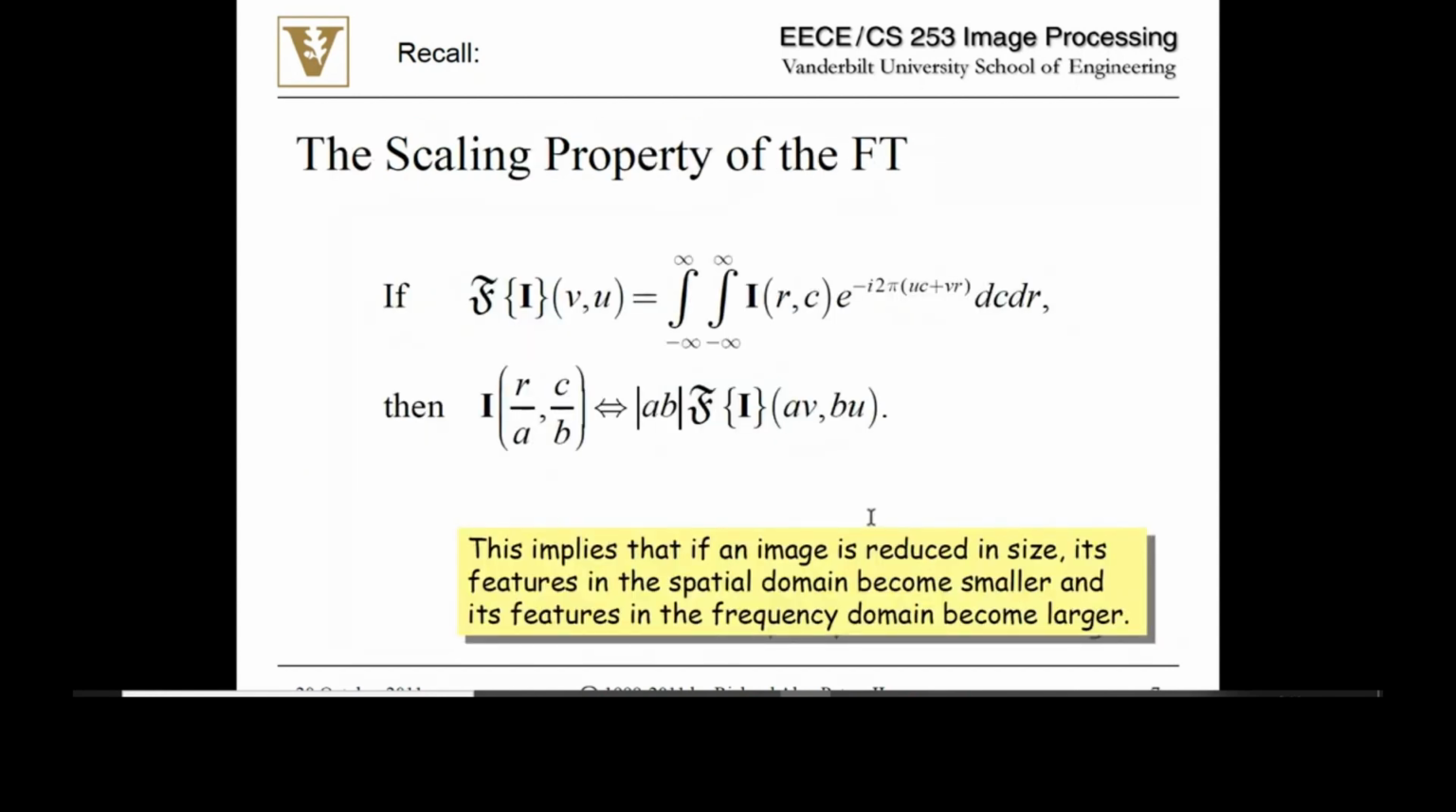Okay, then we have a reminder of some property you may know, that is the scaling property of the Fourier transform. So let's say that you have an image, you have its Fourier transform, and now you have a decimated image. What is the Fourier transform of the decimated image? And then this property applies actually. Let's look at it.